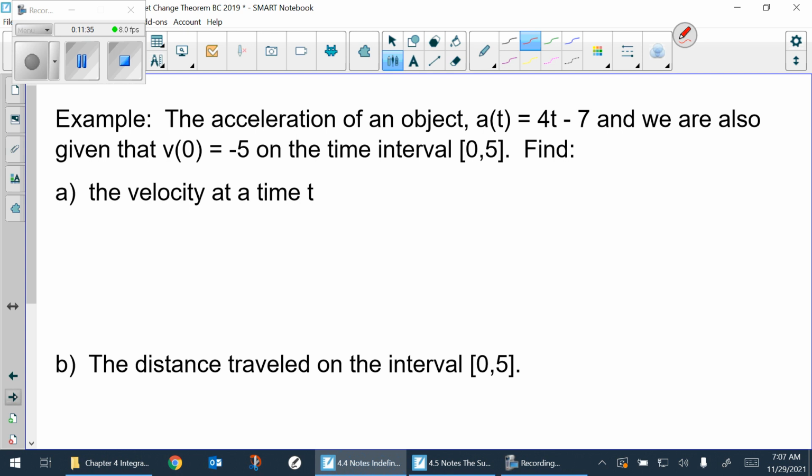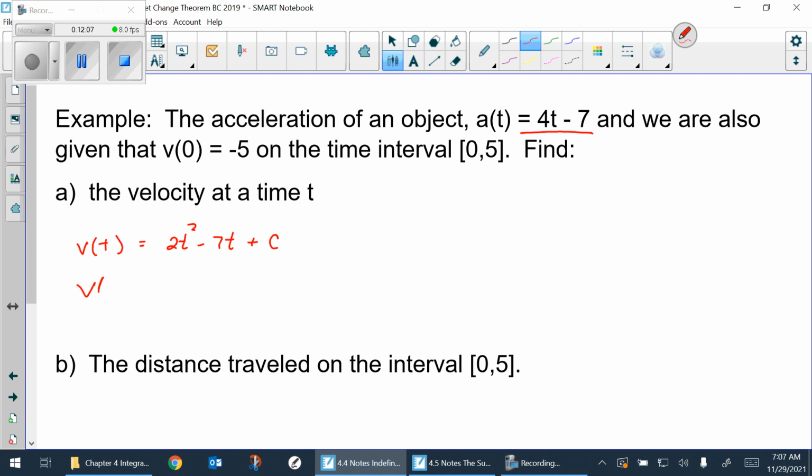All right, the acceleration of an object is given to us, and an initial velocity of -5. And we have the time interval from 0 to 5. Let's find the velocity at any time. Well, velocity is just going to be the antiderivative of acceleration. So the velocity at any time is going to be 2t squared minus 7t plus some constant.